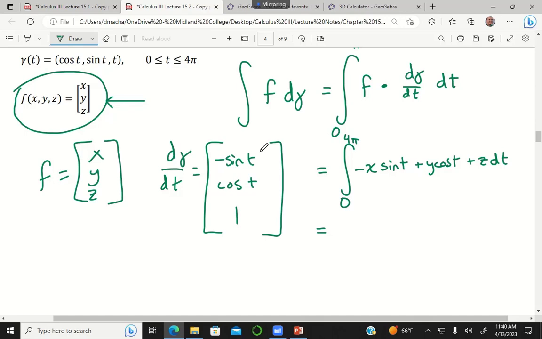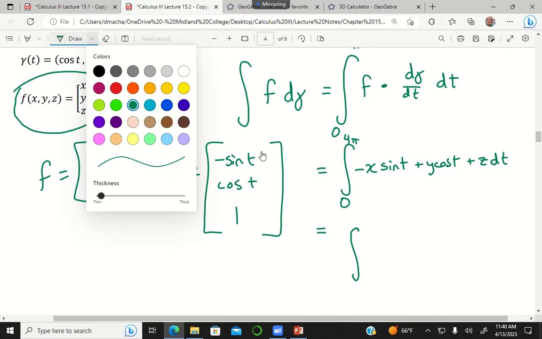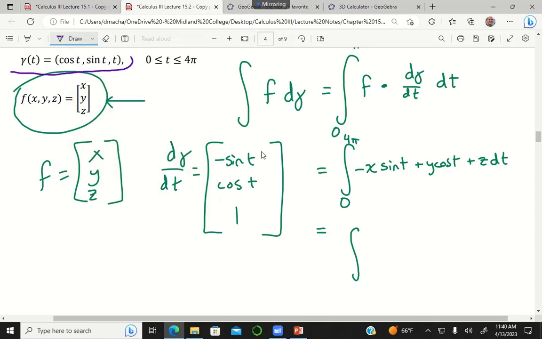Okay, so what should I do? I need this integrand to be in terms of only t, right? How do I get rid of the x, the y, and the z? X is cosine t, sine t is y. Yeah, exactly. I'm going to go back to the definition of my path to grab the x, y, and z definitions, where x is cosine of t, y is sine of t, and z is t.